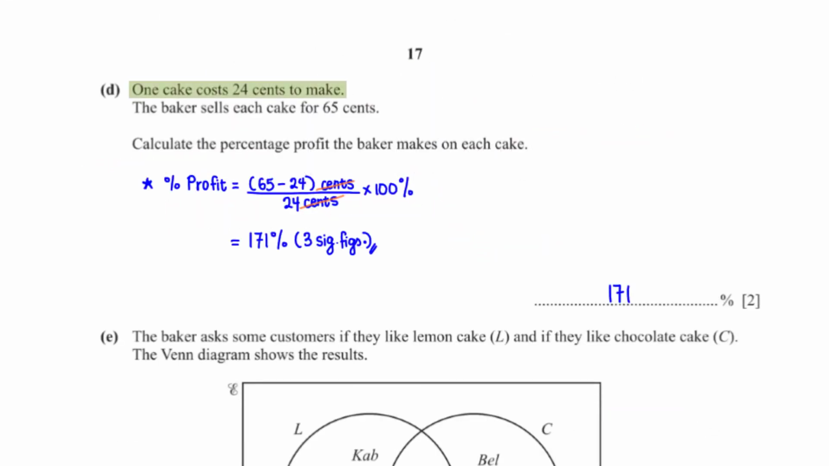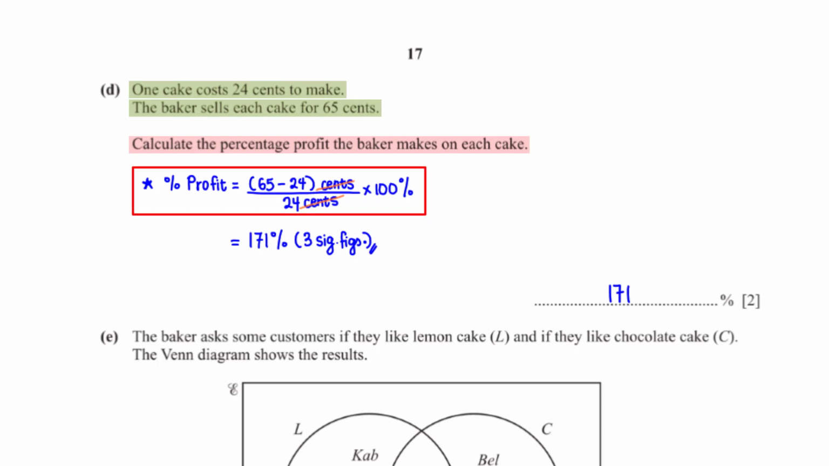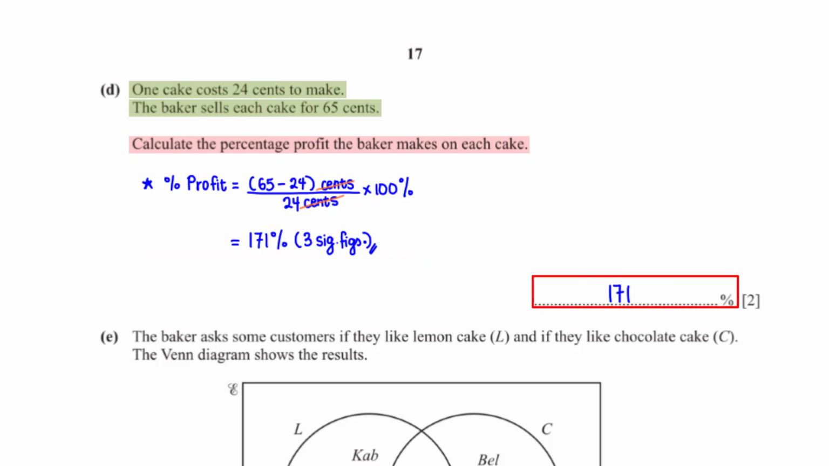1 cake costs 24 cents to make. The baker sells each cake for 65 cents. Calculate the percentage profit the baker makes on each cake. The percentage profit she makes on each cake is equal to the profit she makes on each cake, which is 65 minus 24 cents, divided by the cost incurred in making a cake, which is 24 cents, times 100%. This gives us 171%, rounded to 3 significant figures.